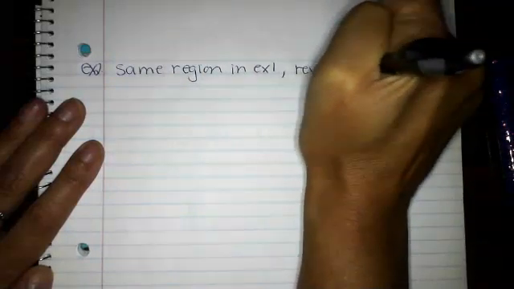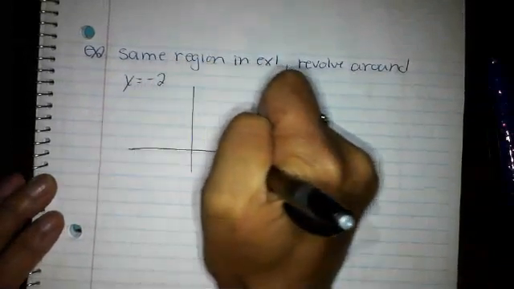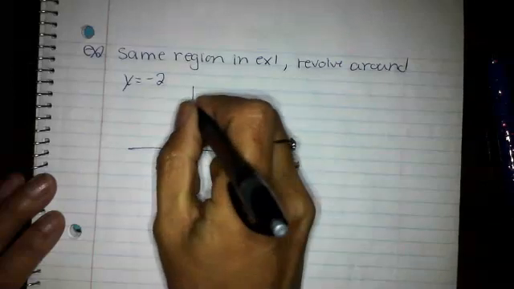So number 2, we're going to take that same region in example 1, but this time we're going to revolve around, I believe it's y equals -2. So, okay, if I make that 1, I'll make that 2.